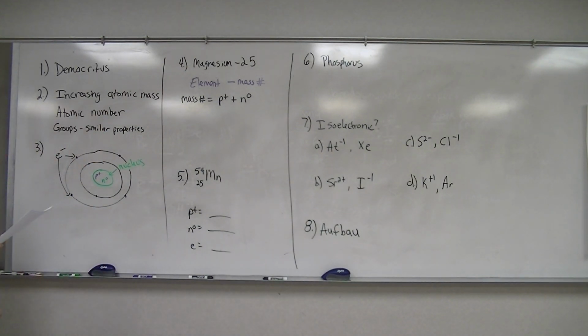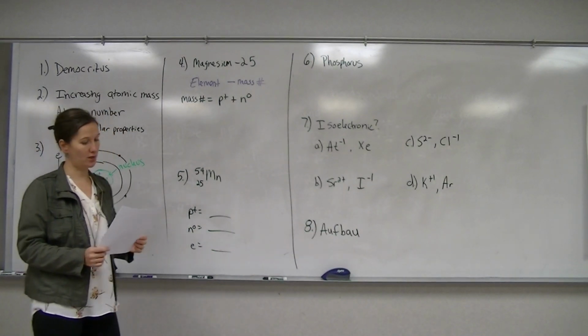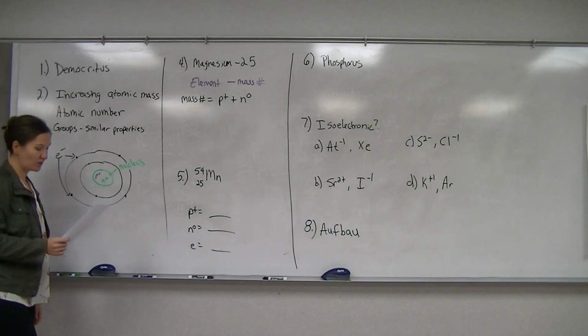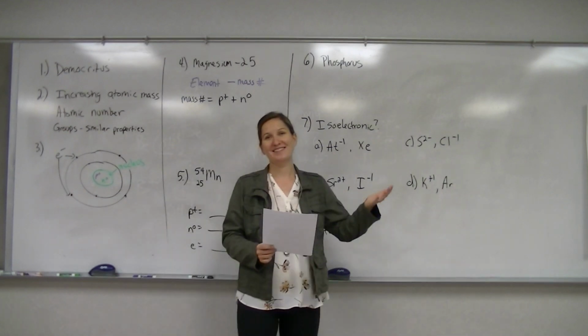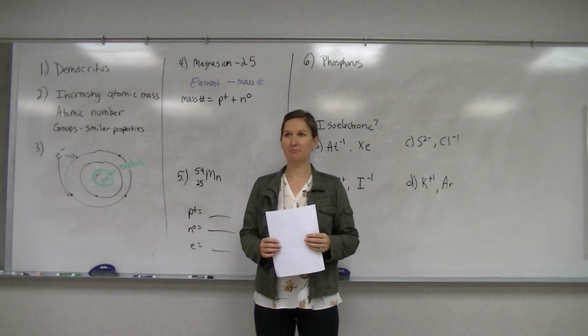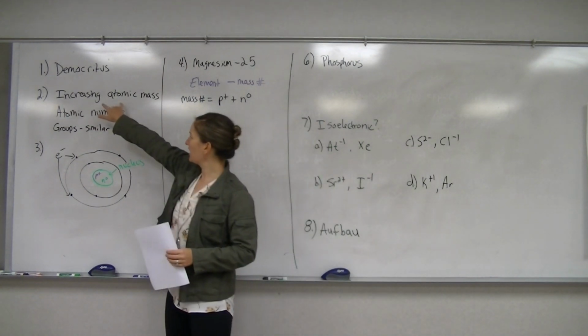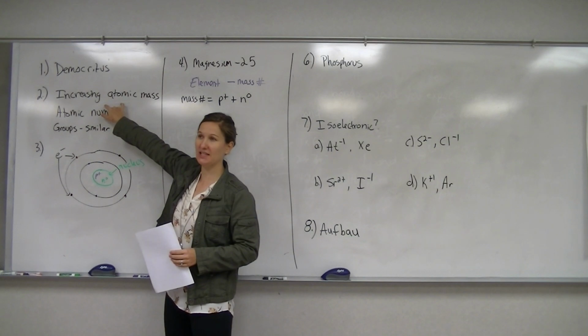So the first one is just asking who came up with the original version of the periodic table, and that was Democritus. For number 2, name 3 ways in which the periodic table is arranged. There's more than 3 ways. I just wanted you to get thinking about the different ways it's arranged. So one way is the increasing atomic mass. That's that average atomic mass that we see underneath the element symbols.